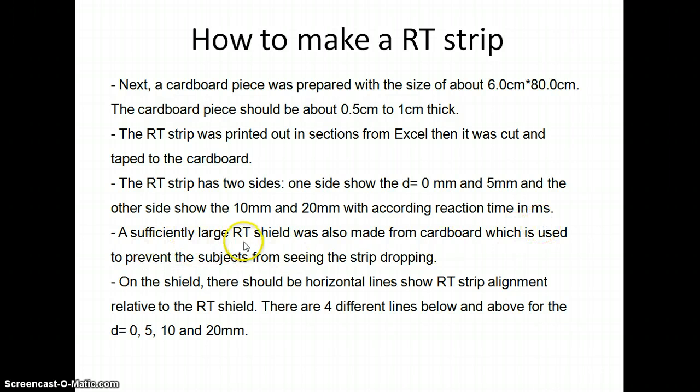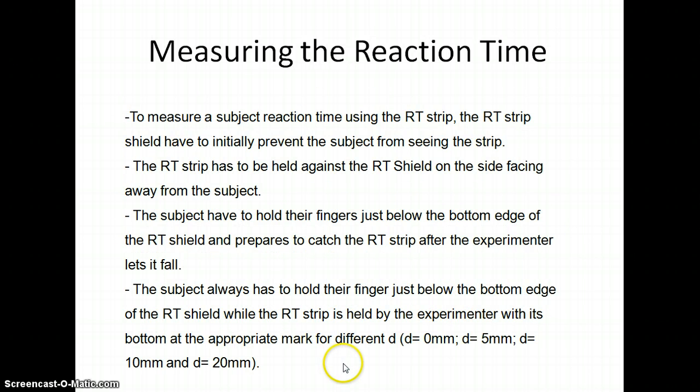A sufficiently large artist shield was also made from cardboard, which is used to prevent the subjects from seeing the strip dropping. On the shield, there should be horizontal lines that show artist strip alignment relative to the artist shield. There are 4 different lines below and above for the D equals 0, 5, 10, and 20 millimeter. So now we can measure the reaction time.